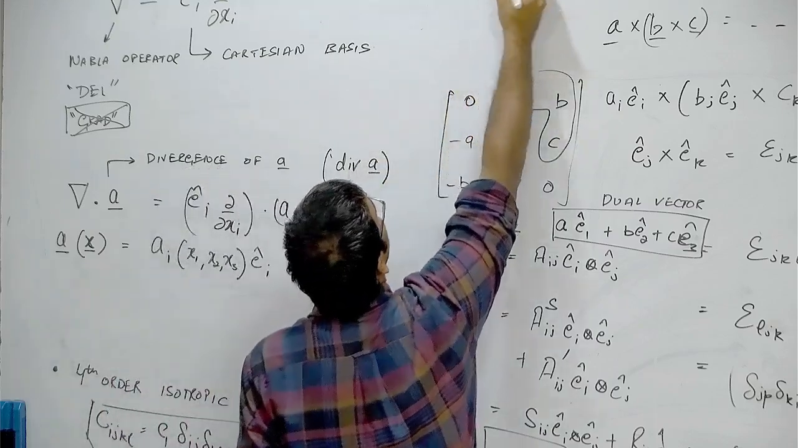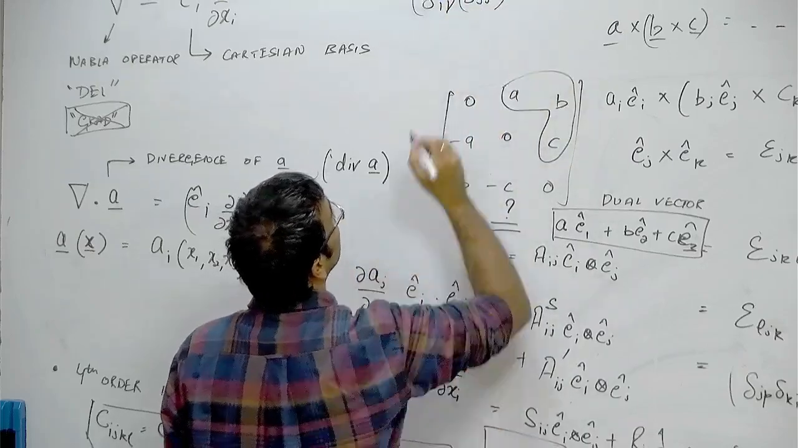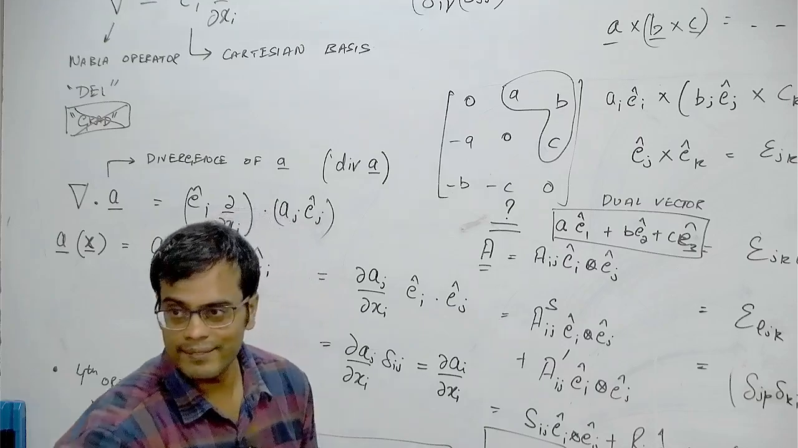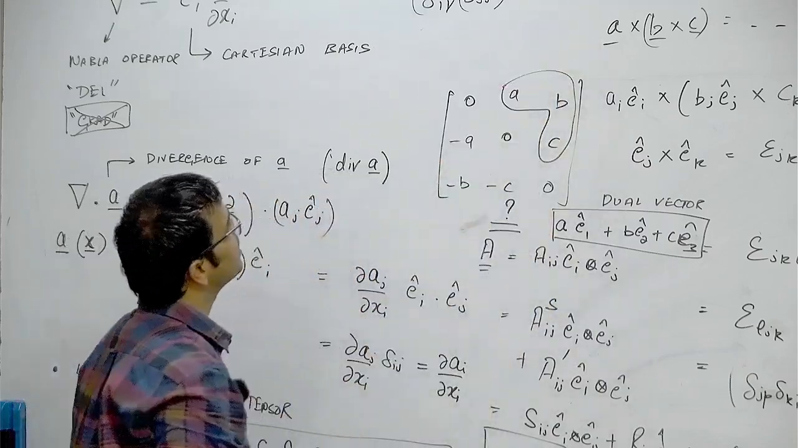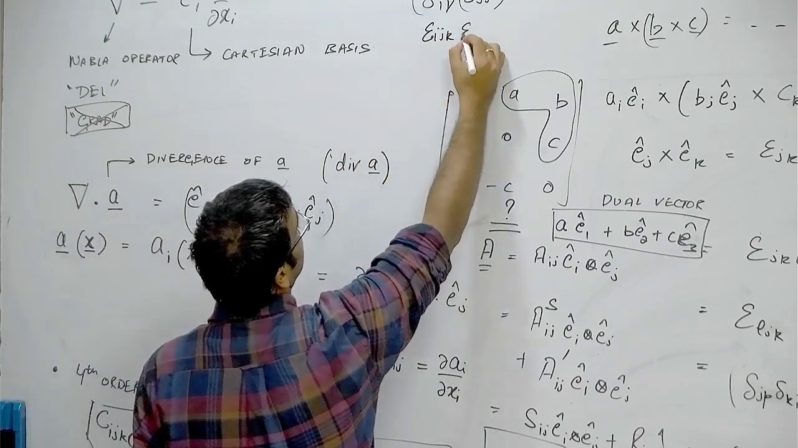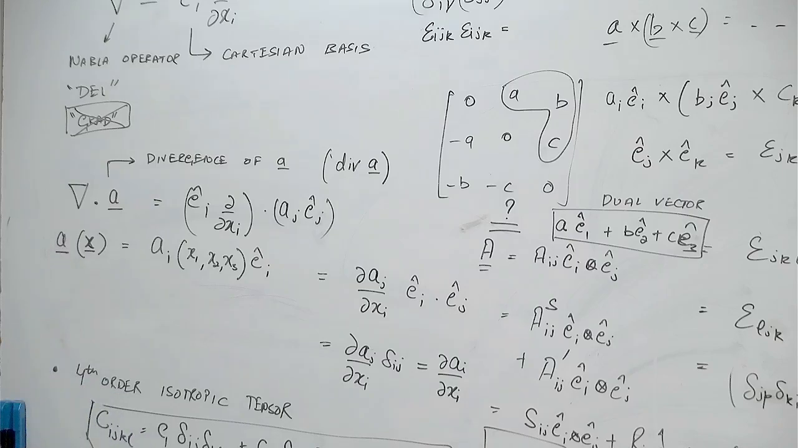It's 3. What about delta ij times delta ij? 9, right? So these are things that you have to be very careful about. What about epsilon ijk times epsilon ijk? 27. 0.